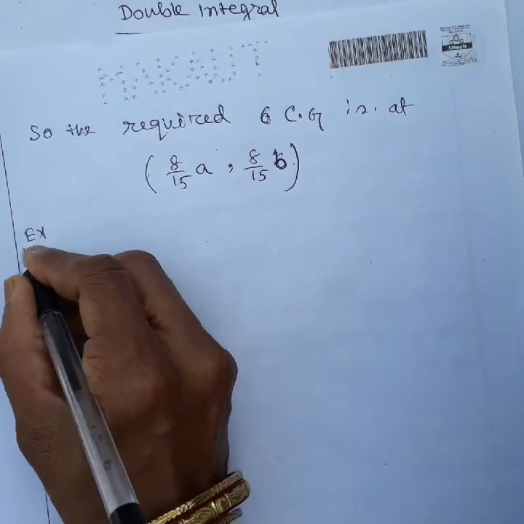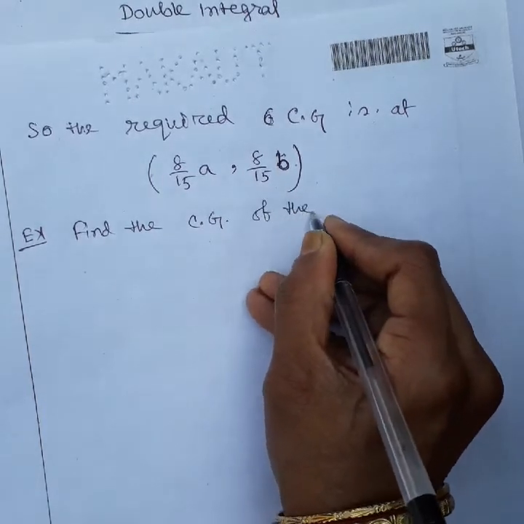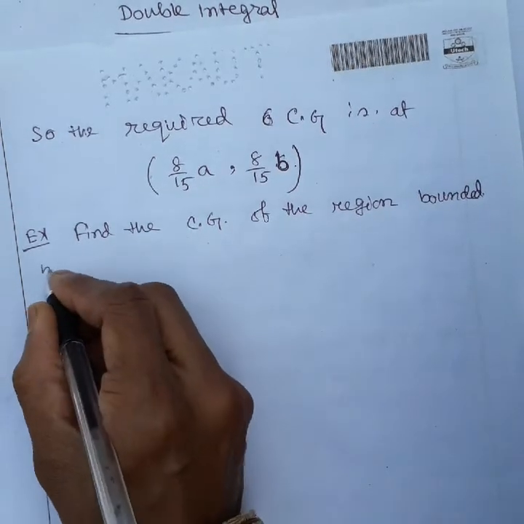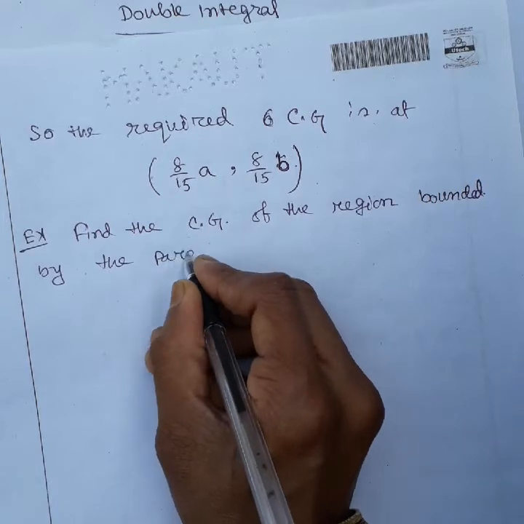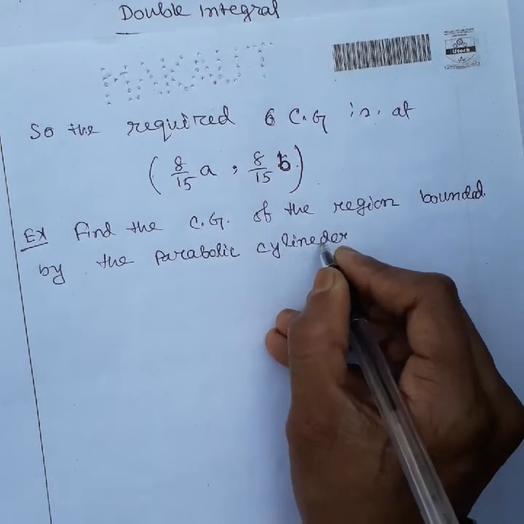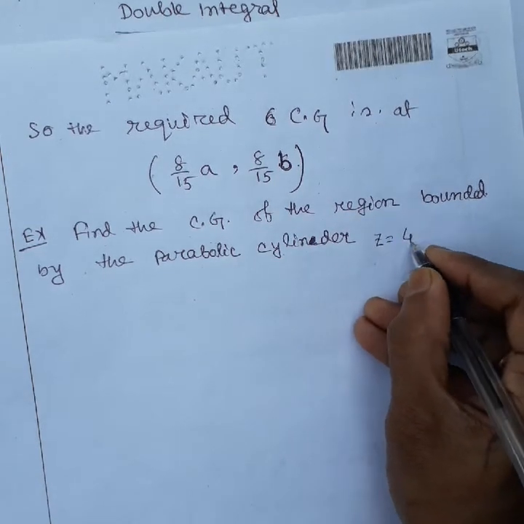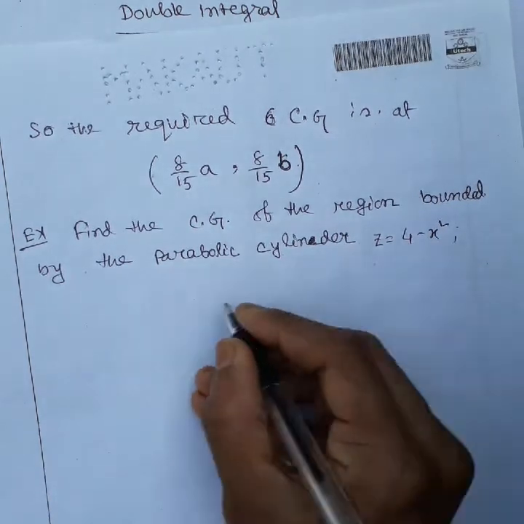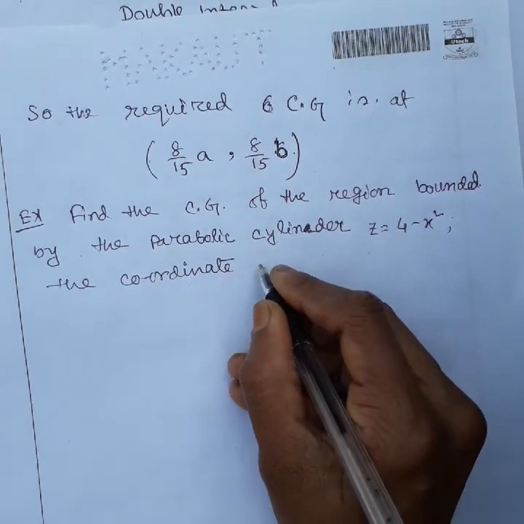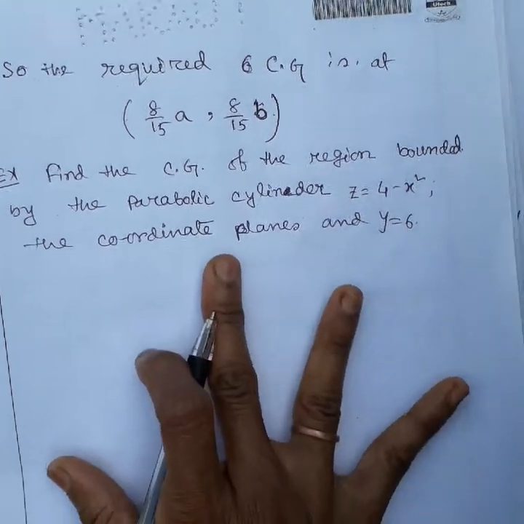And another example is, find the center of gravity of the region bounded by the parabolic cylinder z is equals to 4 minus x square, the coordinate planes and y is equals to 6.